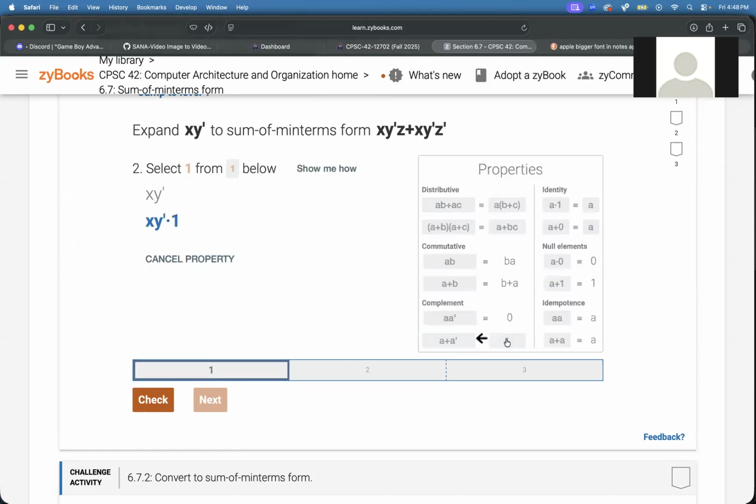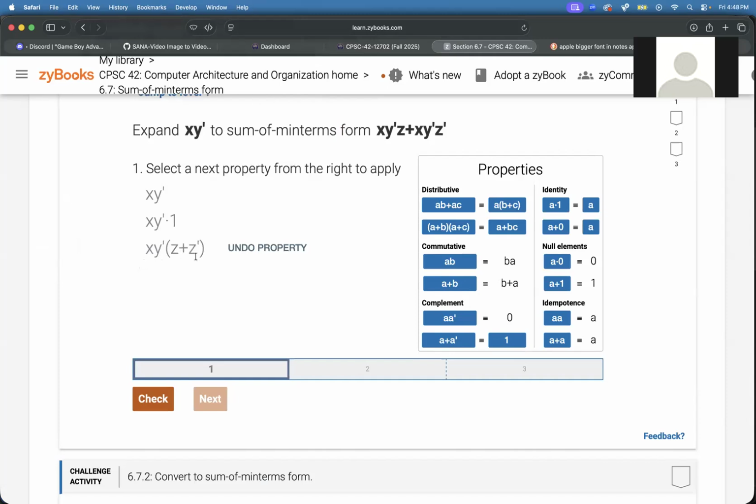So I click the 1, and it says select 1, so I click the 1. And then which one do we want? The x's, the y's, or the z's? Well, we want the z's, right? That's what's missing. So we'll click the z. So now we're here. And then we need to FOIL this out, multiply it out. So we need the distributive law, and we're multiplying it out. So we'll start with the right side and end up with the left side.